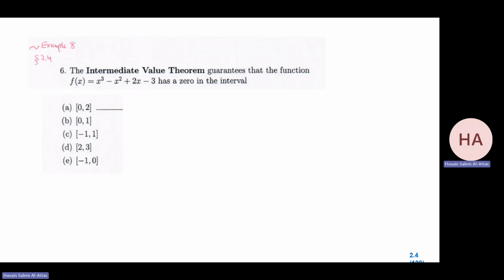The guarantee that has a root in this interval. So this is my function. I need to check f at 0. It will be 0, 0, 0, minus 3, negative. F at 2, it will be what? 8 minus 4 plus 4 minus 3, which is positive.